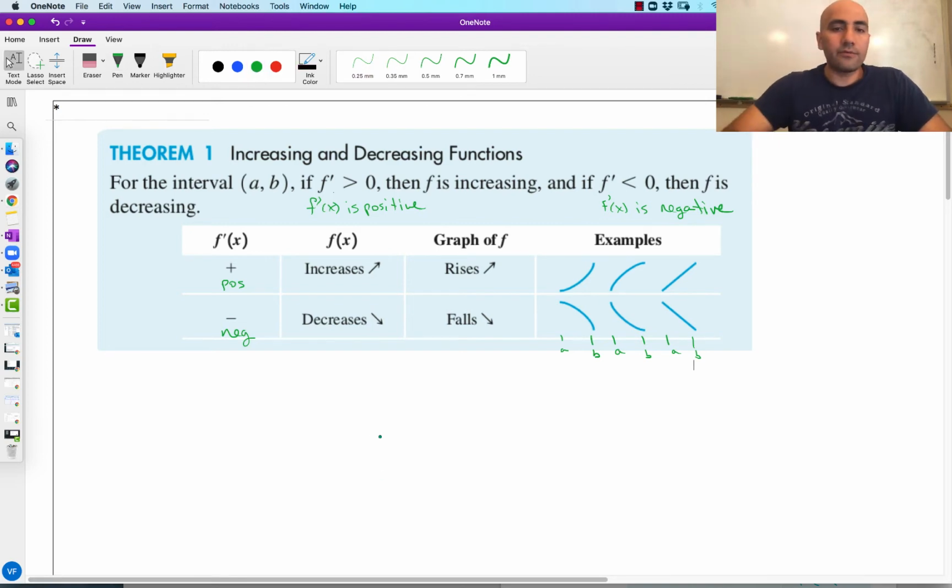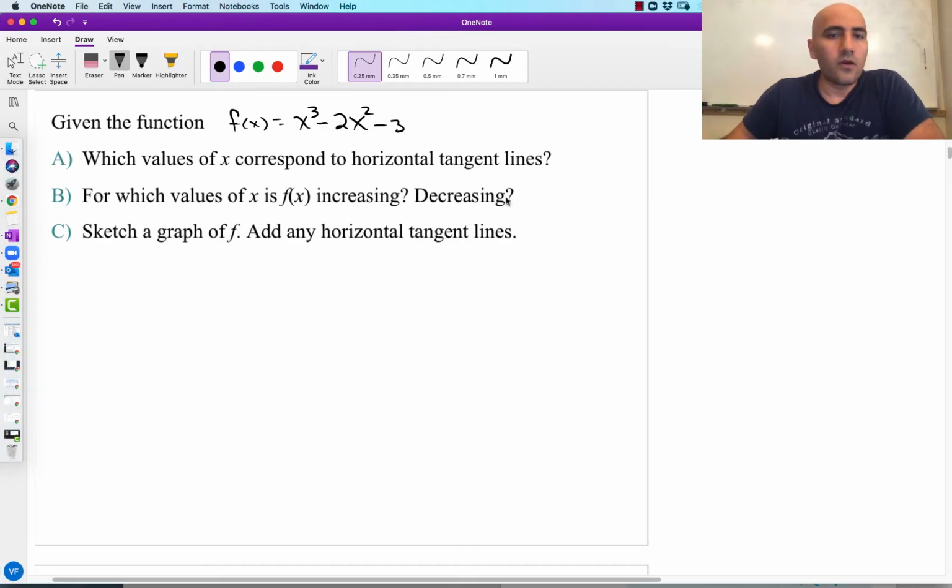All right, let's look at another example. Say we are given this function, f of x is x cubed minus 2x squared minus 3. Part A: which values of x correspond to horizontal tangent lines? Part B: for which values of x is f of x increasing? For which values of x is f of x decreasing? And finally, sketch a graph of f, including any horizontal tangent lines.